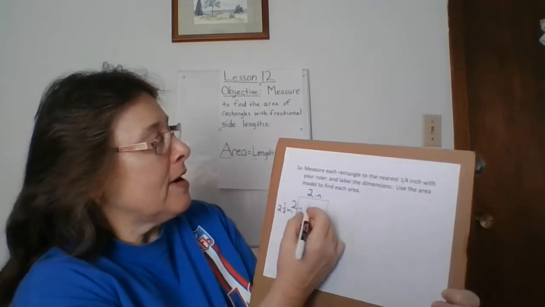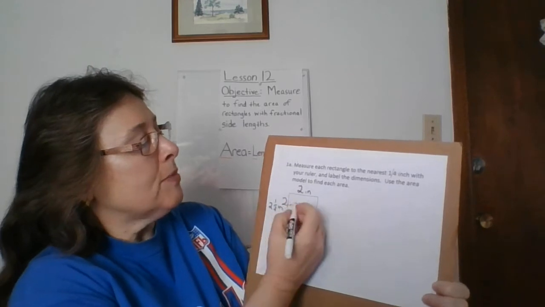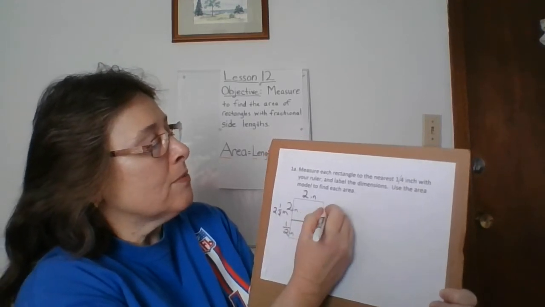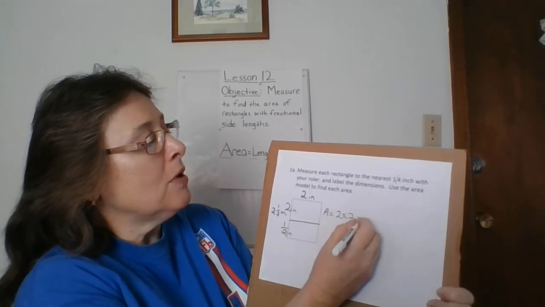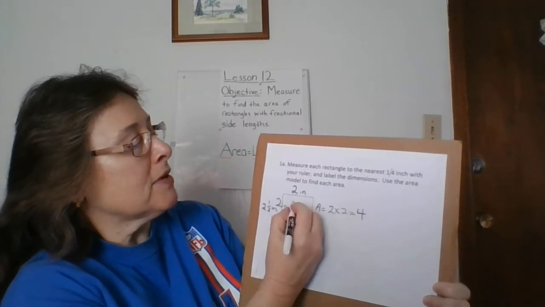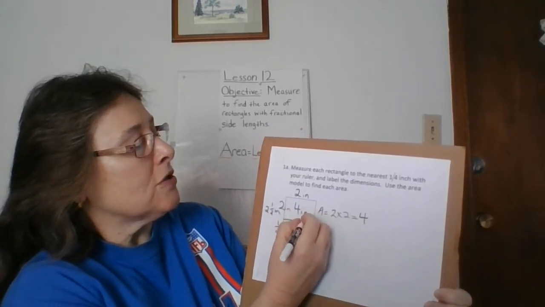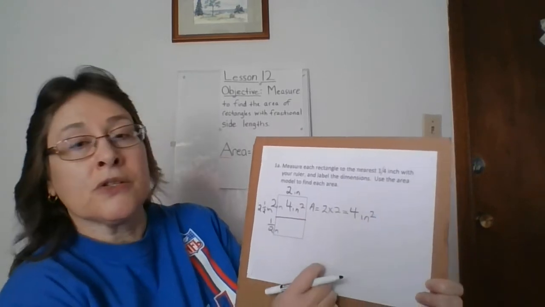I'm going to go ahead and find the area for the top part. The top part is found by multiplying 2 times 2. So the area for this part is 2 times 2, and 2 times 2 is 4. So my area for the top part is 4 inches squared. Don't forget to label your units.